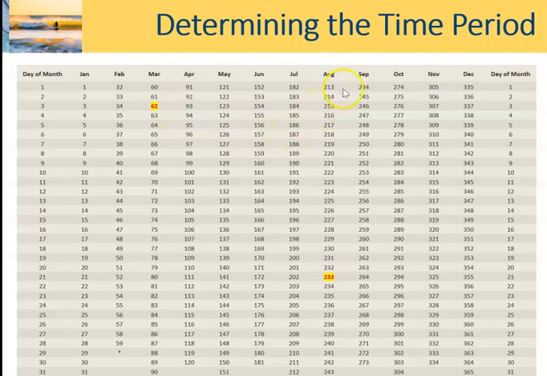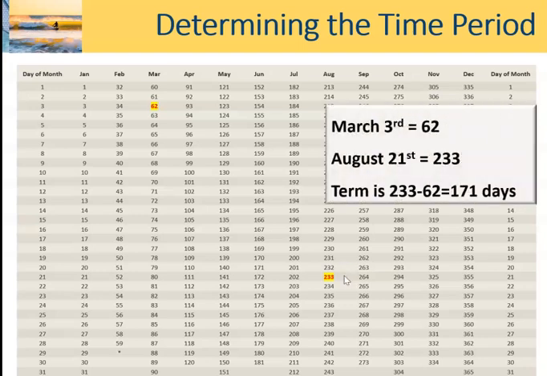And then we're going to look at August and 21. So August 21st is the 233rd day of the year. So what we do now is figure out the term is 233 minus your 62. So that means the term of the loan is 171 days.